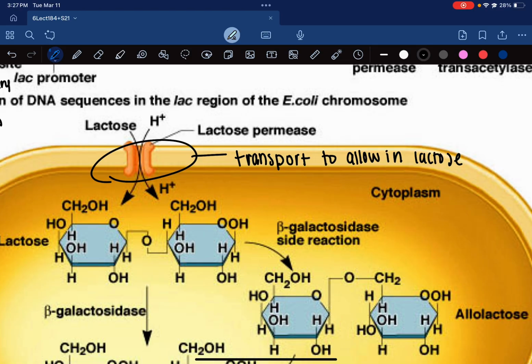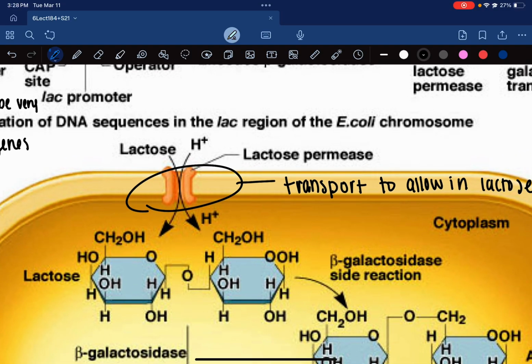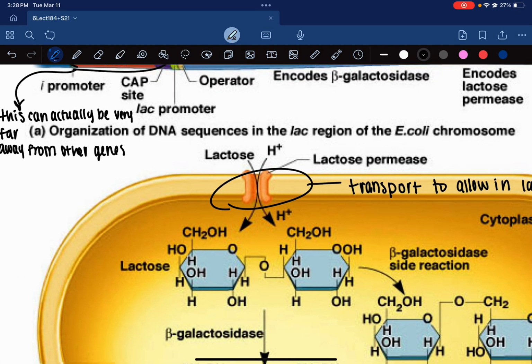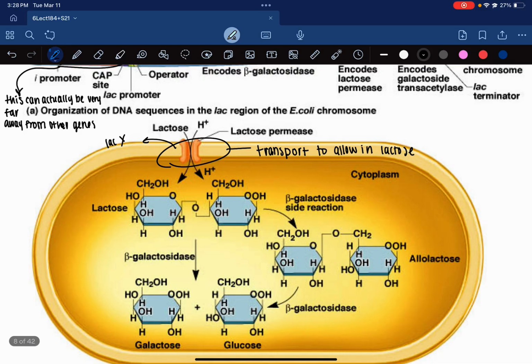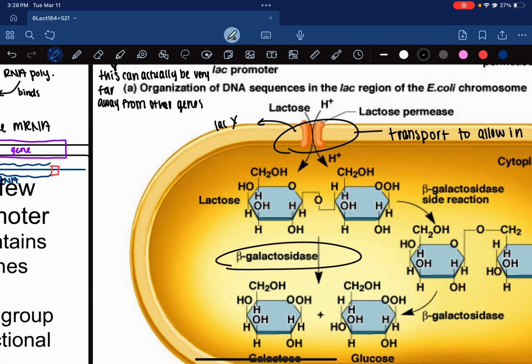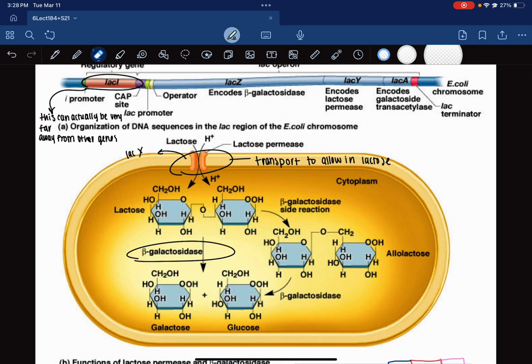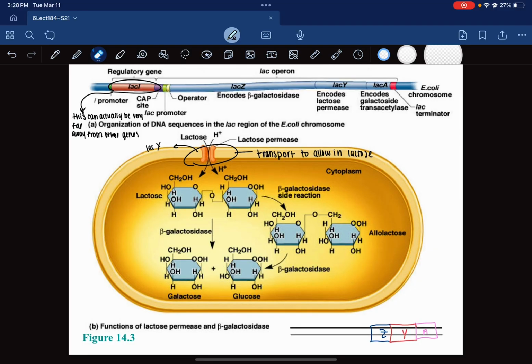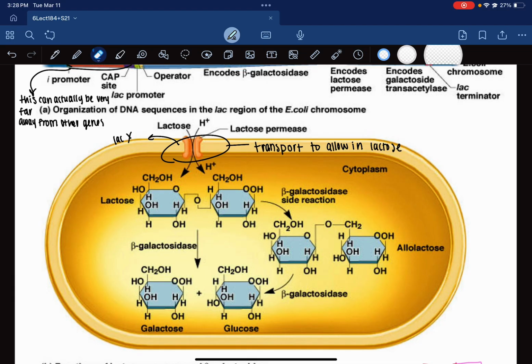Now, this one over here is what they call transacetylase, and it basically adds acetyl groups onto compounds to detoxify the situation. We're going to brush over that, because if you lop that off, the system still works. So the core are these two that we're really going to talk about for the next little bit. And lacA is inconsequential to us, even though a cell has less toxic side effects when it has it. So it's probably helpful, but it's not essential.